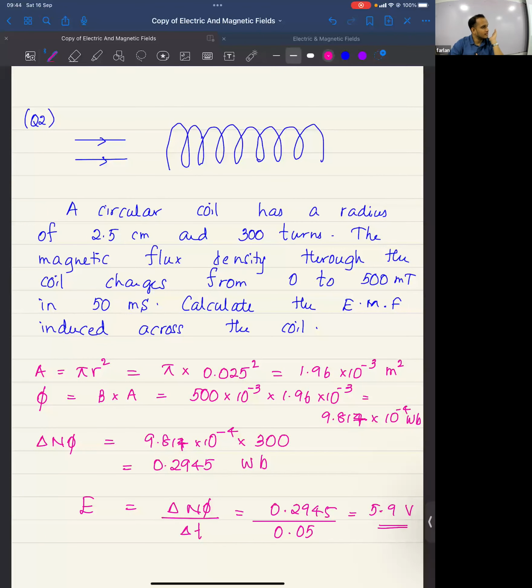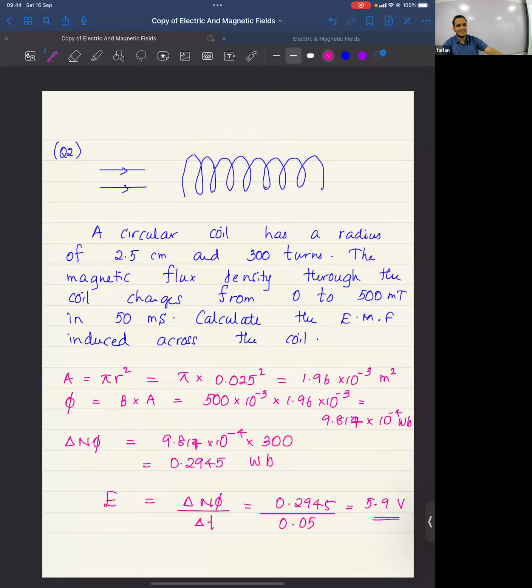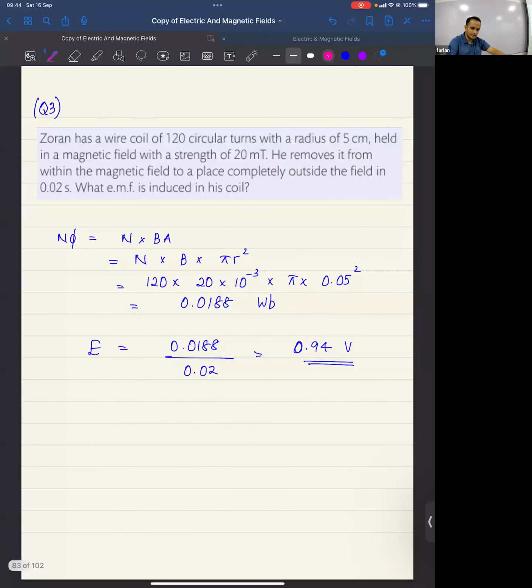Okay, so shouldn't it be 300 into 9.817 times 10 to the power minus 4? Yes, it's the same thing. Okay, on to the next question.